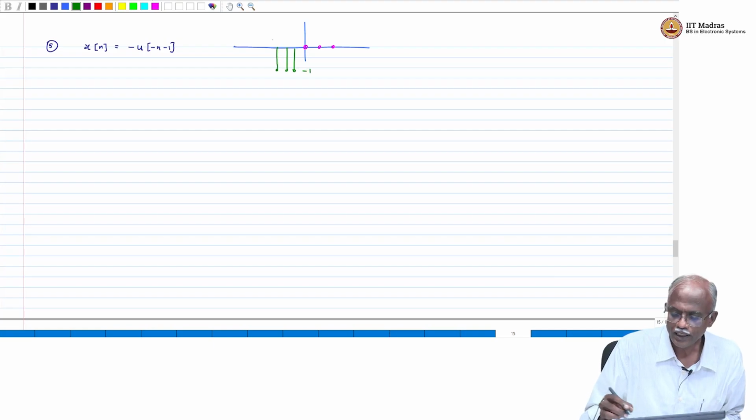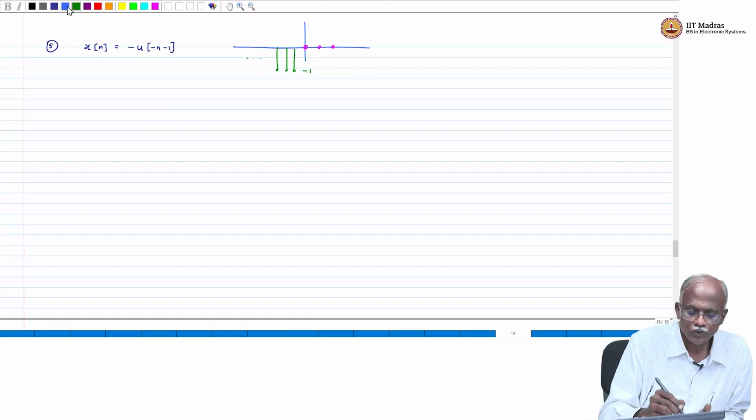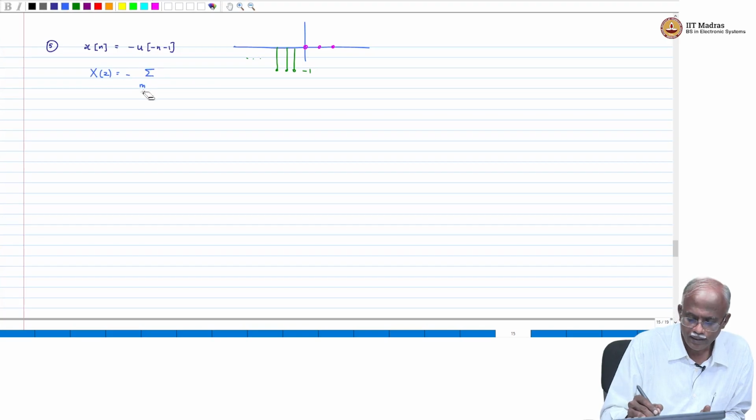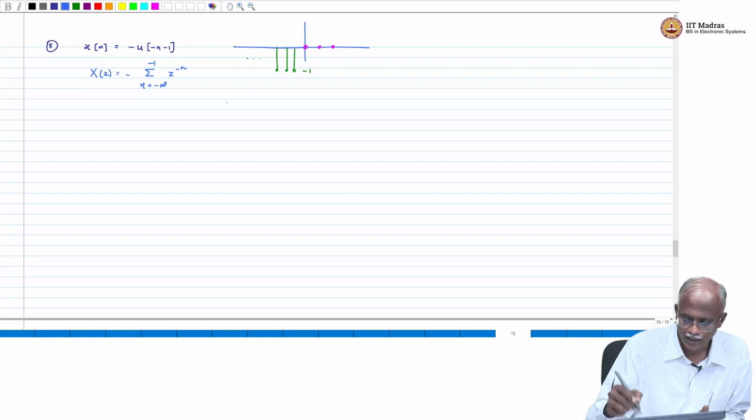So, this is a value of minus 1. Okay, so it goes on both sides. Okay. So, X of z is equal to, keep the minus sign outside, it goes from n equal to minus infinity to minus 1, z power minus n. The minus sign outside captures the fact that all of them are negative values. So, this is given as, I can change the variable.